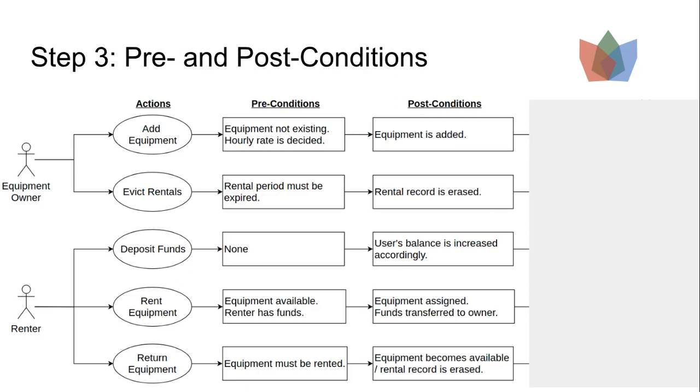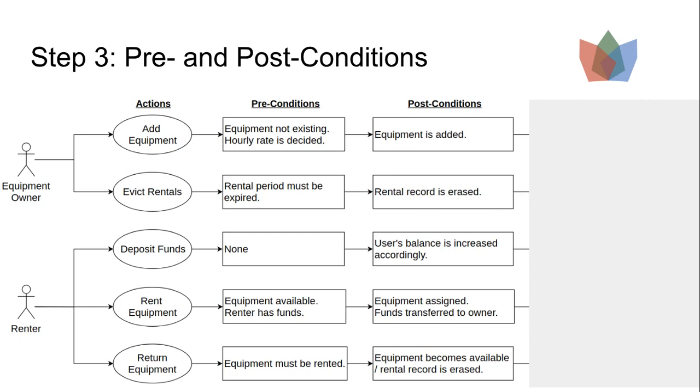So the next step 3, that I typically define is for each of those actions, would define the preconditions that must be true and then the post conditions that must be true after that action completes. So for the precondition of adding equipment, of course, the equipment must not already exist. The hourly rate will be a required attribute when the owner is listing their equipment for rent. And then for the post conditions, the equipment will be added and it'll be listed for rent. It'll be available for rent.